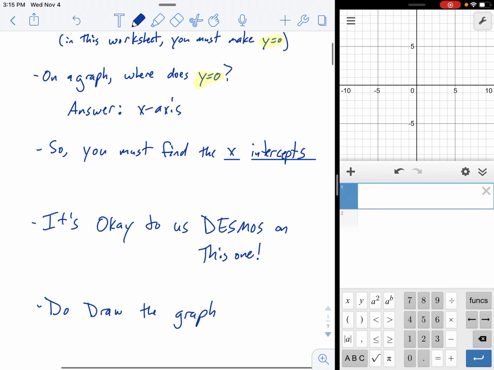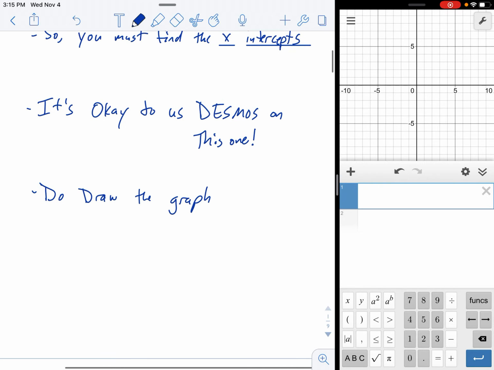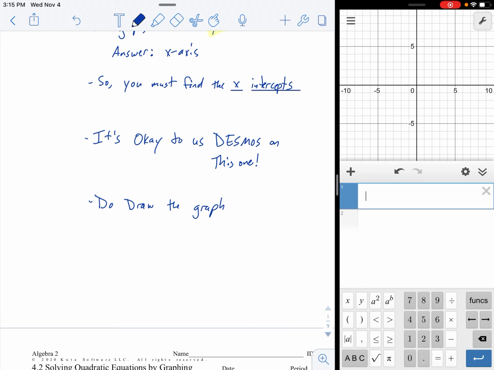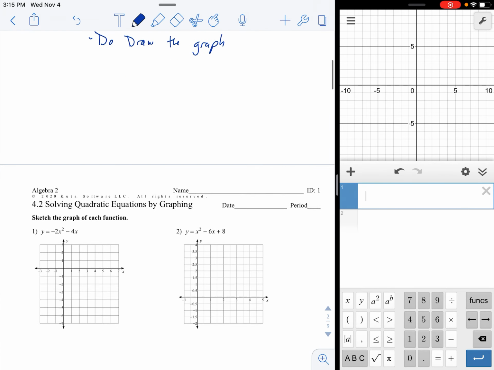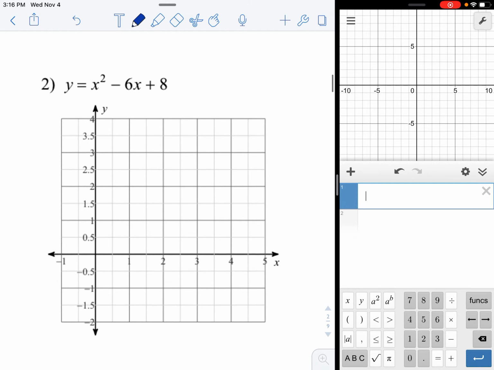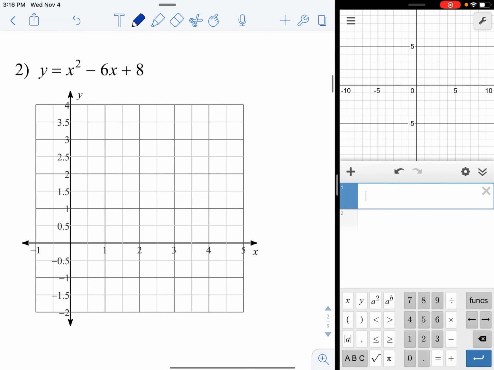And yes, it is okay to use Desmos on this one. We will still be drawing the graph on our paper, on your assignment, but now it's just going to be transferring the graph from the graphing calculator to your paper. Not so bad. So the equation here in number 2, as we get started, is y equals x squared minus 6x plus 8. What we're technically solving is 0 equals x squared minus 6x plus 8.